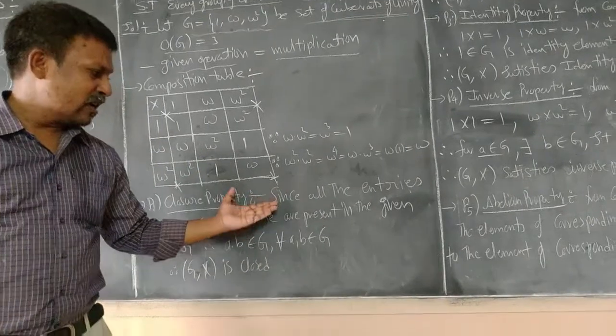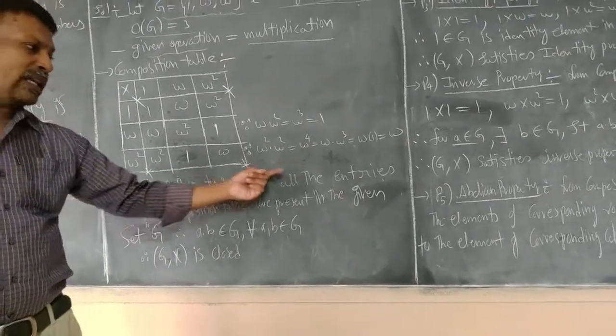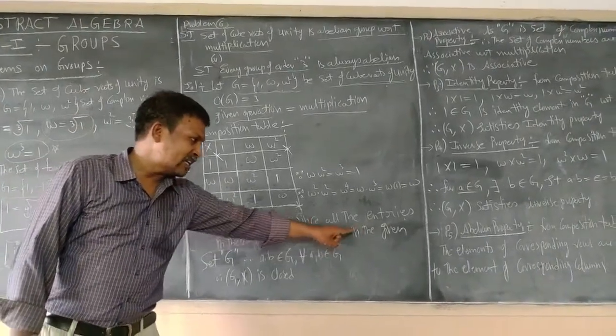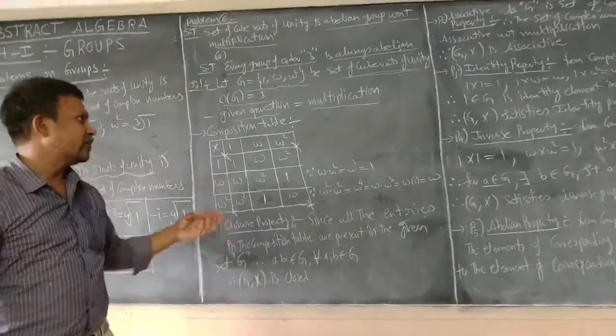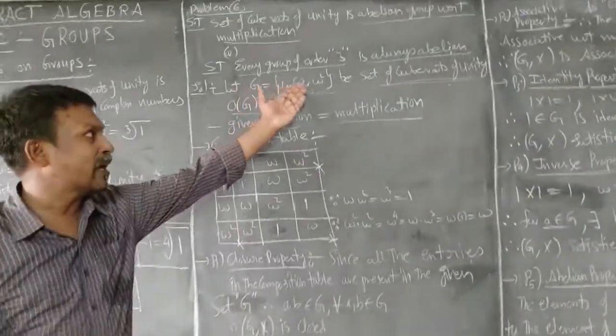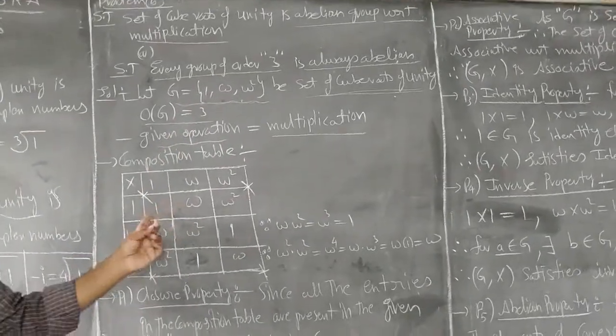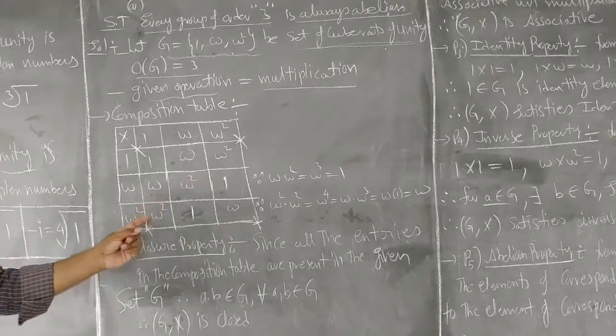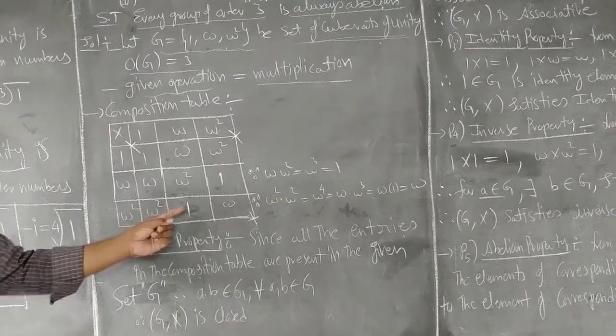Right. I write, since all the entries in the composition table are present in the given set G, that is, G contains 1, omega, omega square. The first row elements are 1, omega, omega square. Second row elements are omega, omega square, 1. The third row elements are omega square, 1, omega.